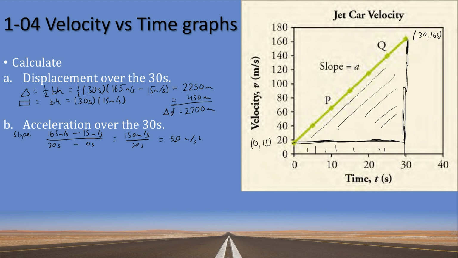That means that every second, the velocity is changing by 5 meters per second. What's the instantaneous velocity? Well, instantaneous velocity we can read from our graph at 20 seconds. That's right there. So that's approximately 120 meters per second.